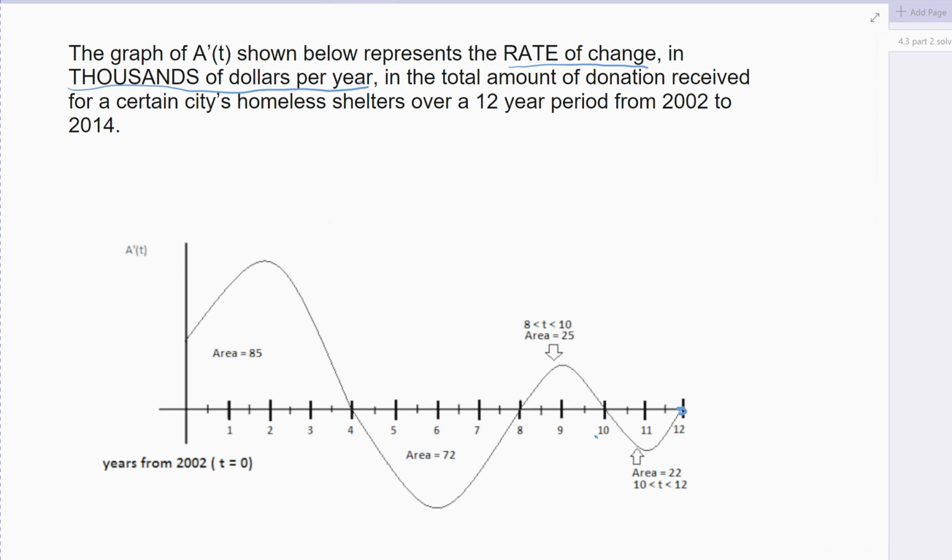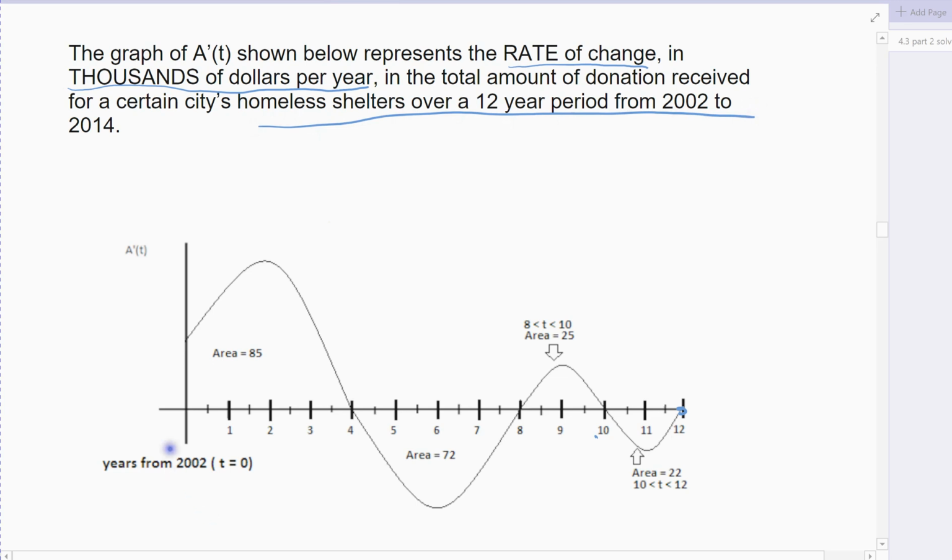So either donations are going up, people are giving more and more and more, or donations are going down. Doesn't mean this is what the donations are. Again, that's what the area accumulation is the difference of. All right, so over the 12 years, we have the following graph.